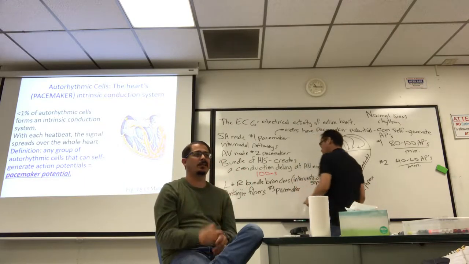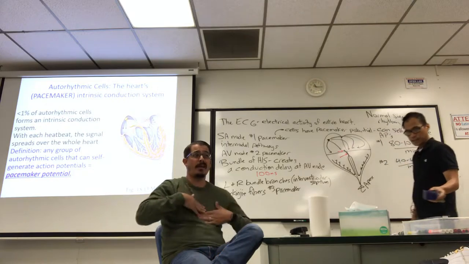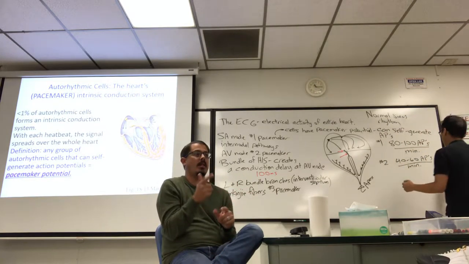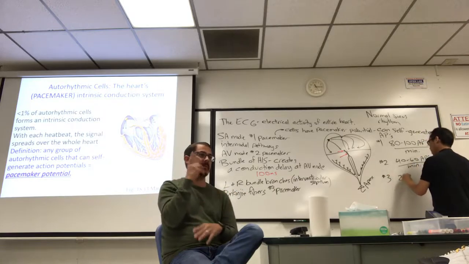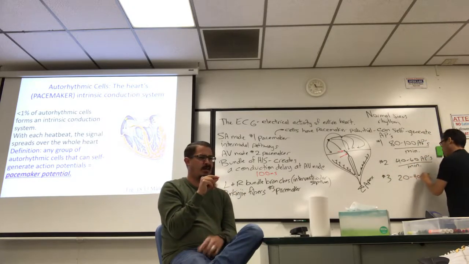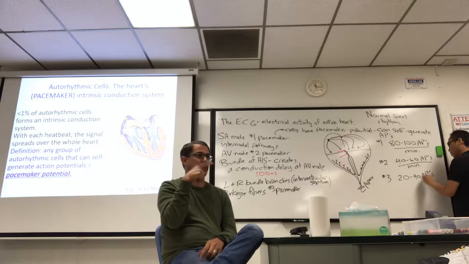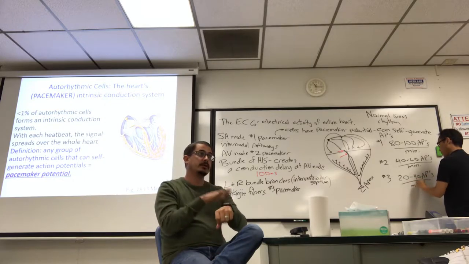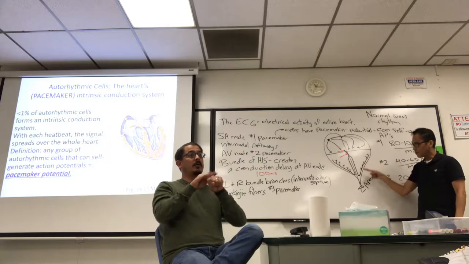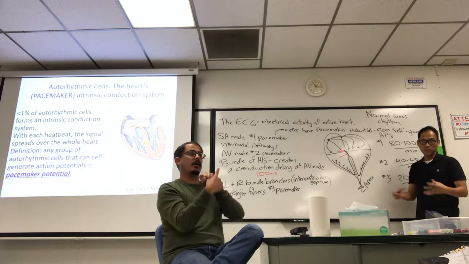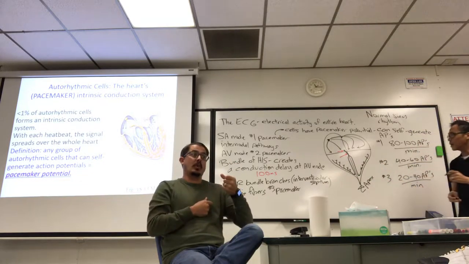You really don't want to have to use these, but if you had to use them because you had complete heart block or something, they can generate something like 20 to 40 action potentials per minute. So as the heart signal spreads up the sides of the ventricular wall, that's our systole. You're going to squeeze blood out of the heart.